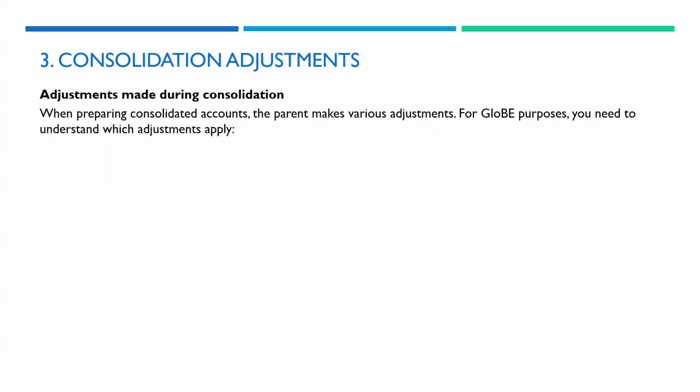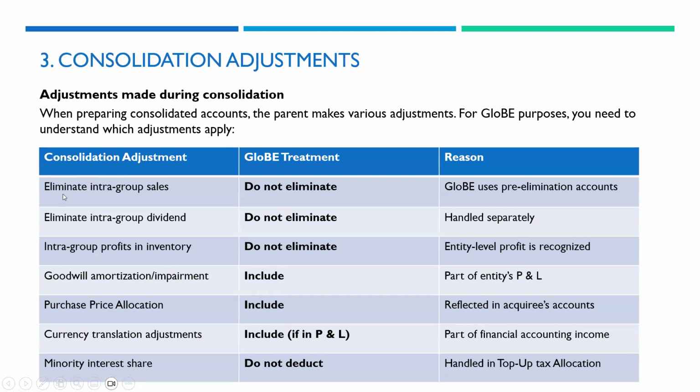And I told you don't do any consolidation adjustments, right? So we have to look at the constituent entity level profits. So never do any consolidation adjustments. What are the normal consolidation adjustments? Let's say intra-group sales elimination. Don't eliminate. We have to do jurisdictional top-up tax analysis. So don't make the mistake of eliminating all these things. So Globe uses pre-elimination accounts. No need to eliminate intra-group dividends or intra-group profits in inventory.